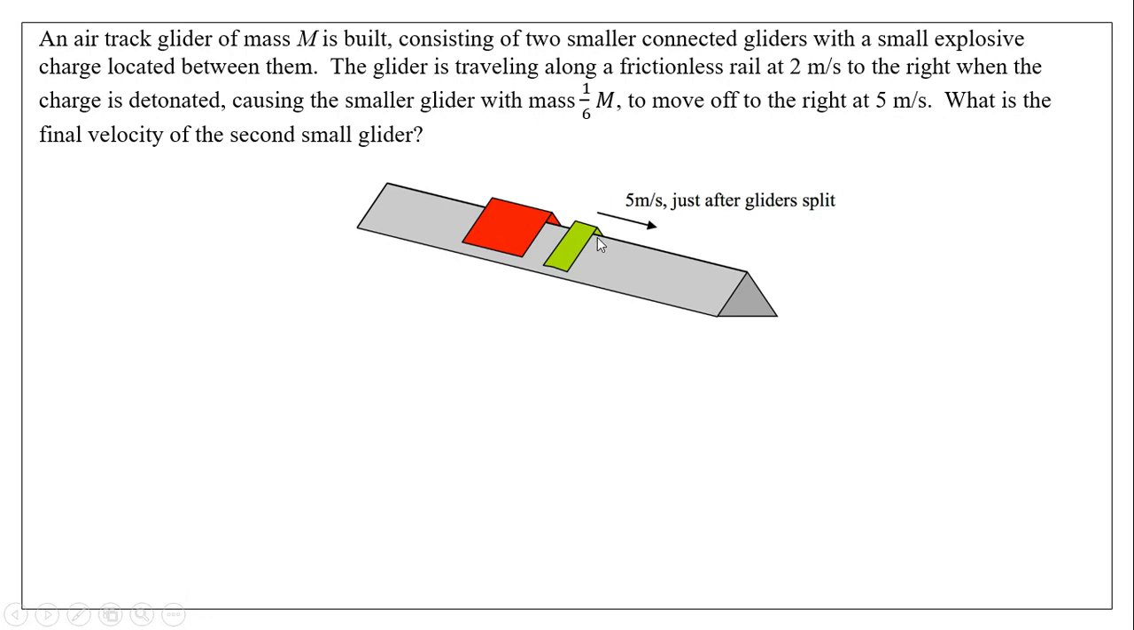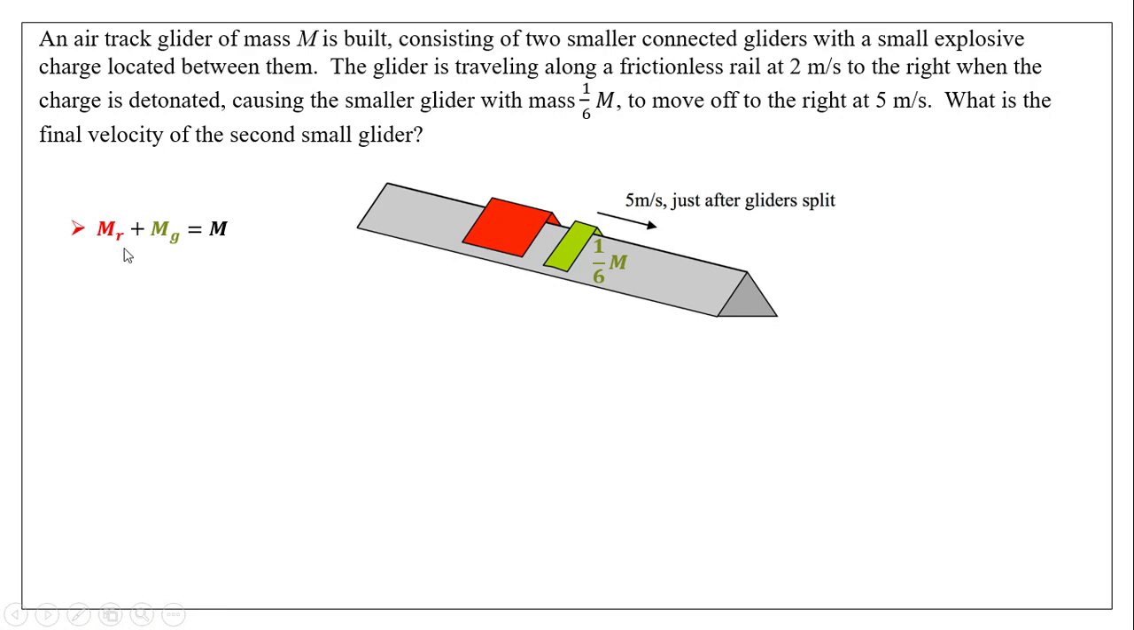detonated, the smaller glider, in this case, which is 1/6M, moves to the right at a rate of 5 meters per second. It wants us to find the velocity, the final velocity of the second glider here in red. So I'm just going to go ahead and identify my masses. The problem gives me the small glider, which in this case is green. I will label that as 1/6M. It's in the problem here. And then I can go ahead and find the mass of the red glider.